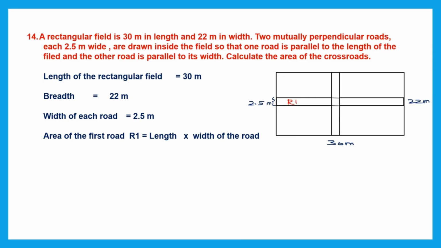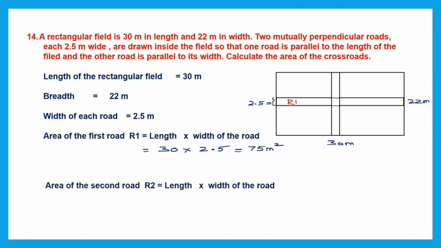Area of the first road is length into the width of the road. So length is this, the same length. See, this is parallel to this. So this is the length, 30 meters, into width is 2.5 meters. So this will be 30 into 2.5. And that is 75. So this is 75 meters squared. This is the area of the first road.